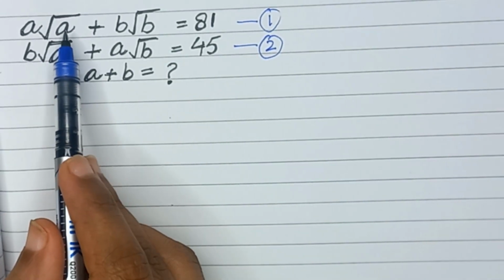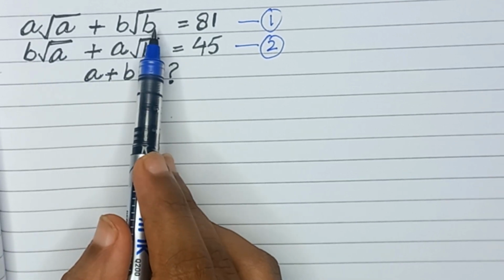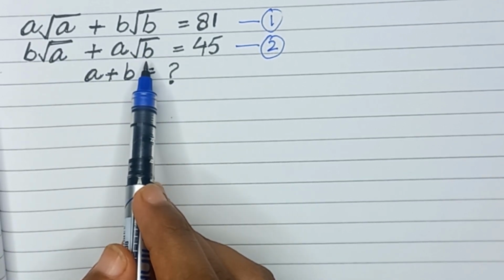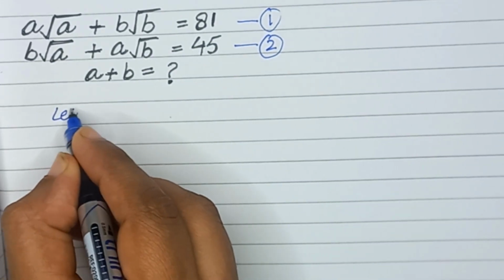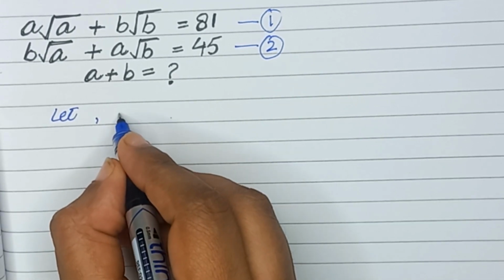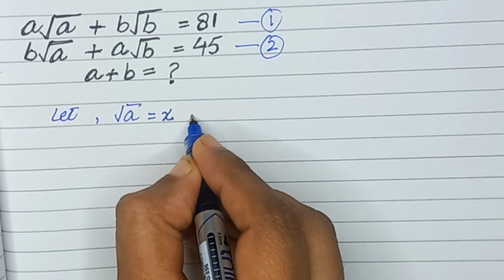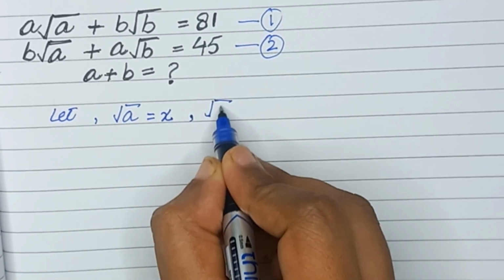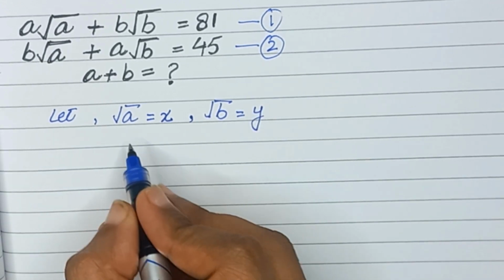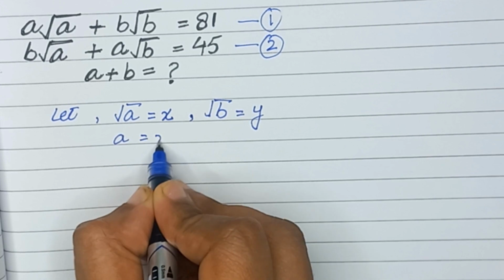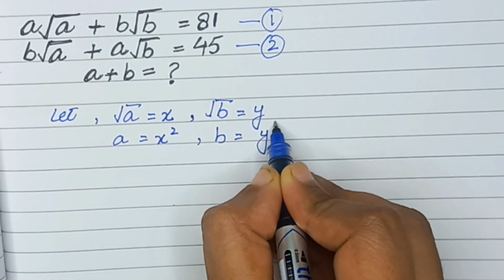So we can see here square root of a and square root of a are the same in both equations. Similarly, square root of b and square root of b are the same in both equations. So we will suppose that square root of a is equal to x and square root of b is equal to y. So a will be equal to x square. Similarly, b will be equal to y square.